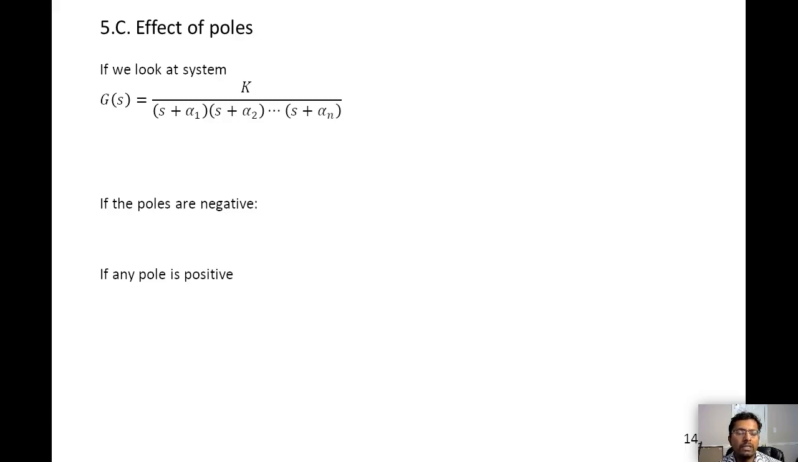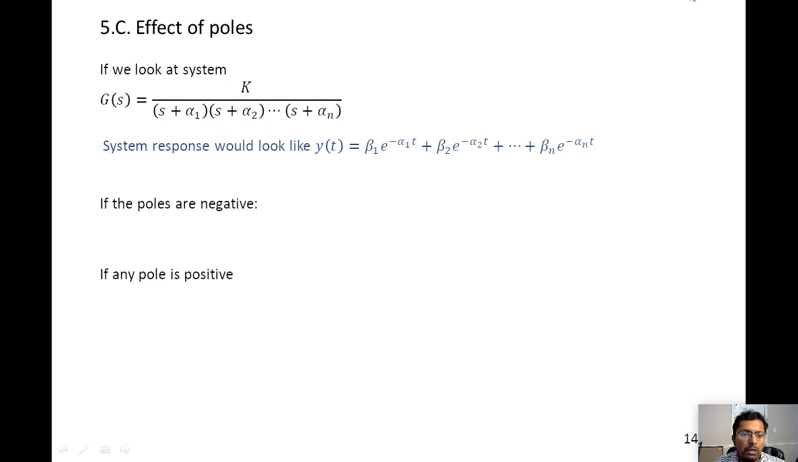We're going to imagine we have a system which we have written in the form k divided by s plus alpha times s plus alpha 2, alpha 3, and so on and so forth. Let's see what actually happens if all the poles are negative. Since the response is y equals beta times, essentially you'll have some constants using the partial fraction analysis that we did. So we would have an equation of this form for the response of the system. If all the poles are negative, all of these terms are exponentially decaying.